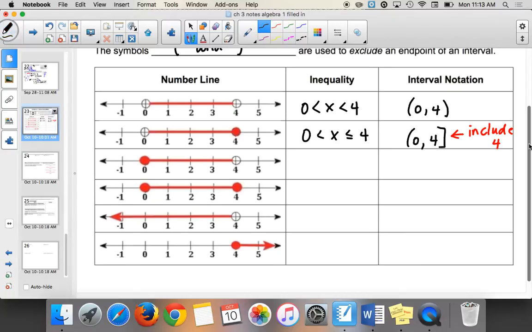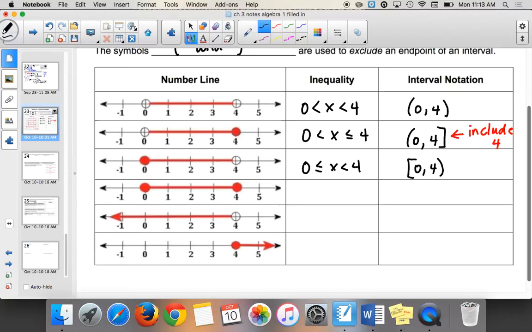All right, so the next one, what do we think this one would be? So we're going to have 0 is less than or equal to x, which is less than 4. And in interval notation, what would we put? So let's see, Max, how about you? What do you think? Got any guesses? Yeah, so it would be a bracket on the first one, right? So a bracket on the 0 and then a parenthesis on the 4. Do you guys see it?